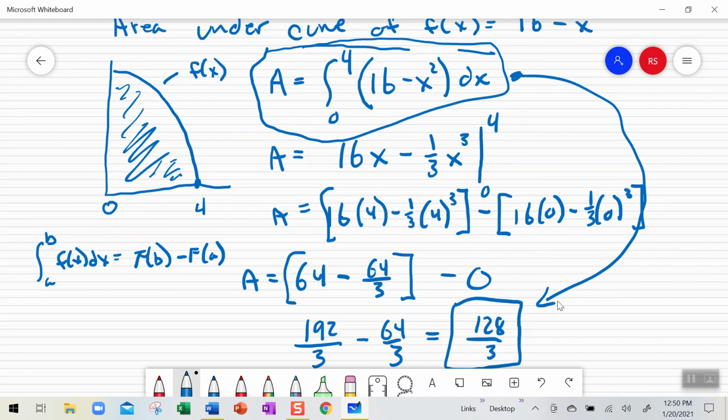All right, so again, this is just a quick review of the relationship between the area under a curve, a Riemann sum, the definite integral and the fundamental theorem of calculus.